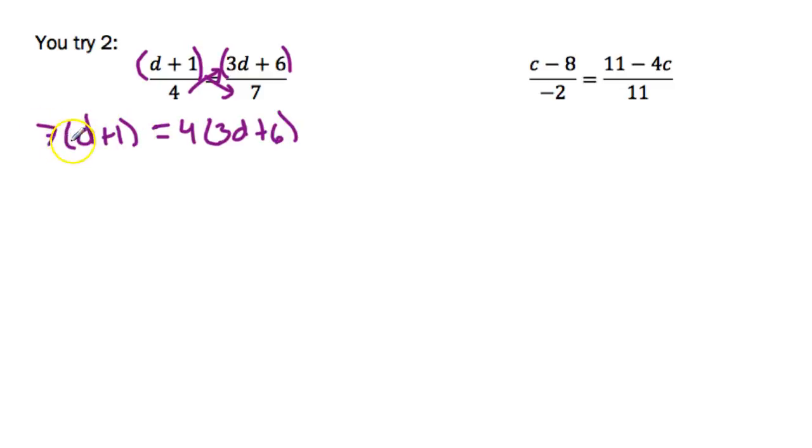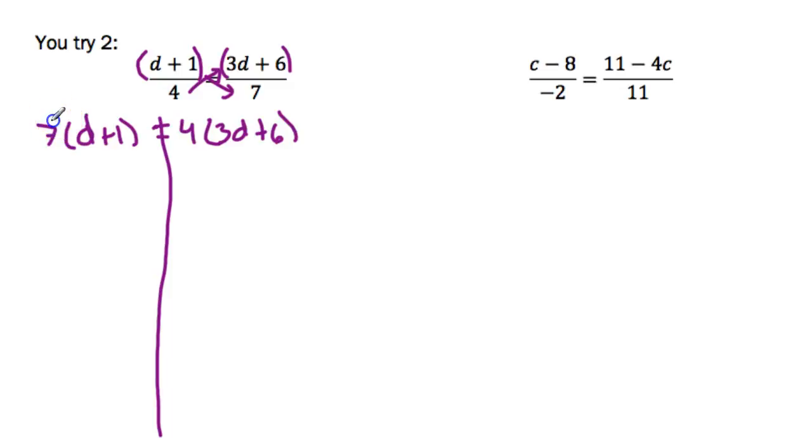And if you're thinking, hey, why didn't he put the d plus 1 first and then the 7? The property that allows me to do that is the commutative property. It says you can switch the order of the things you are multiplying. Alright, so now I need to simplify this bad boy.